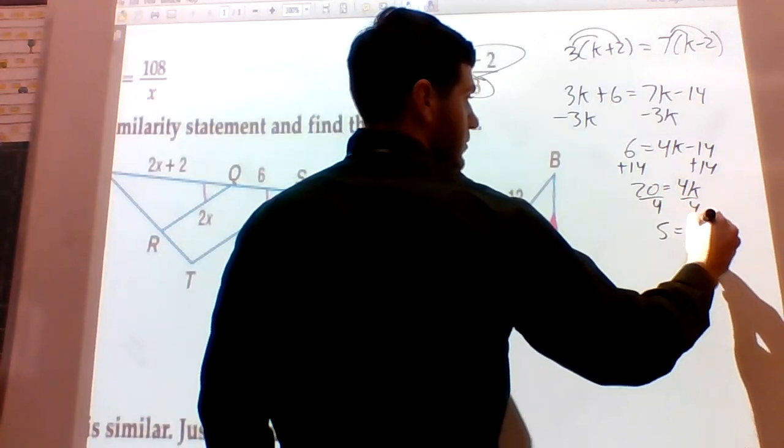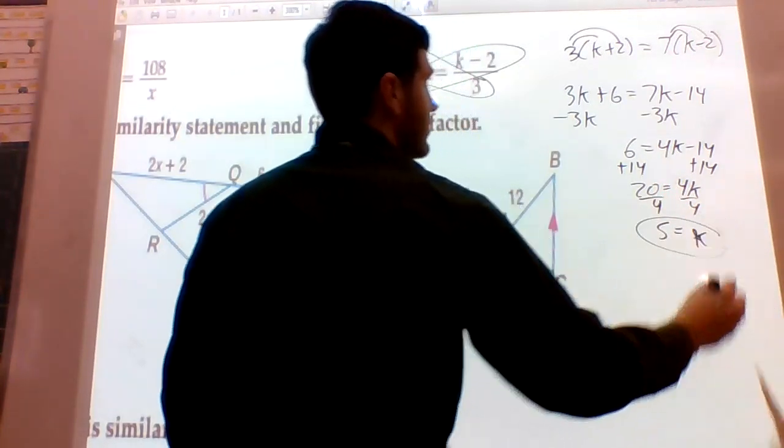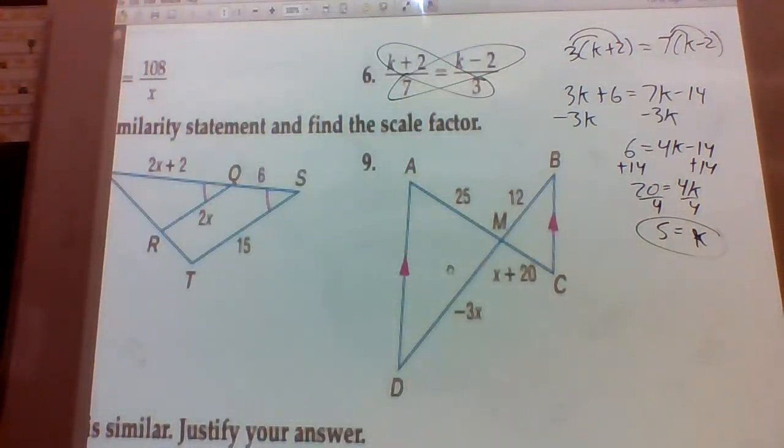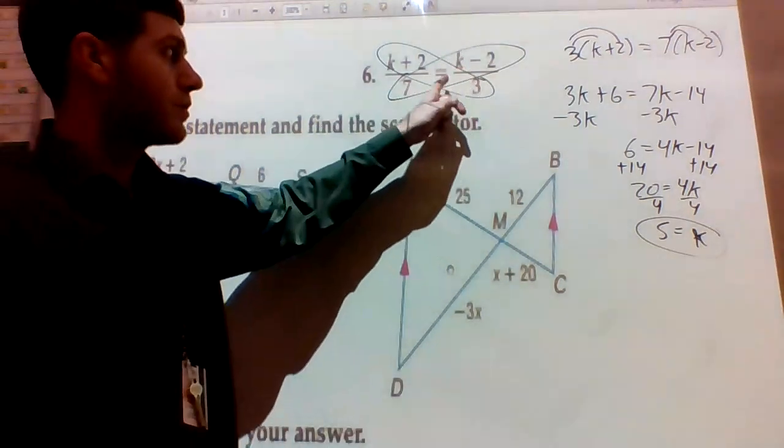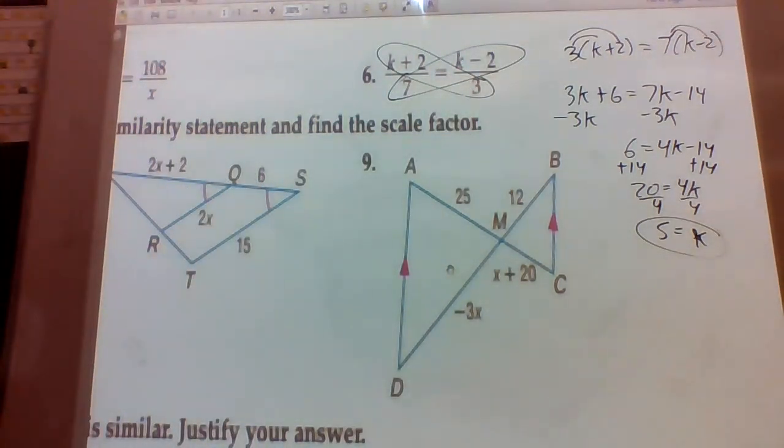So we get 5 equals k. All right, if we plug that back in, we're going to get 7 over 7 and 3 over 3, so we know we have the right answer. K is going to be 5.